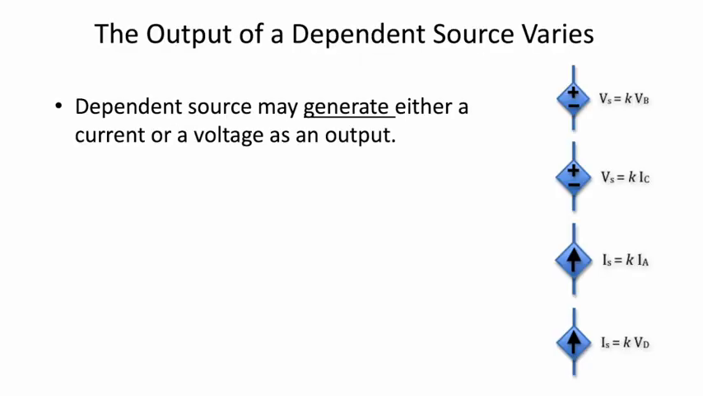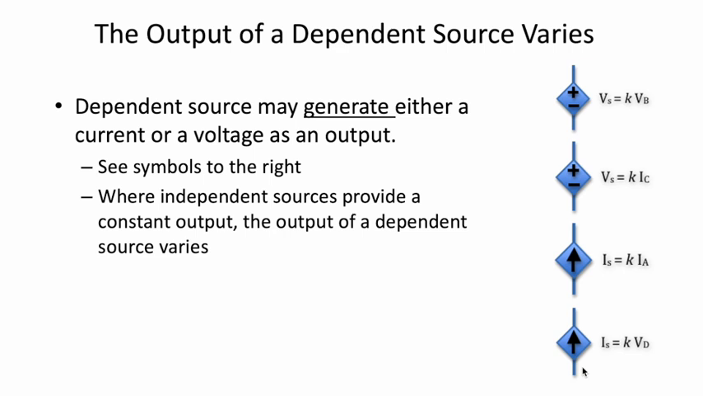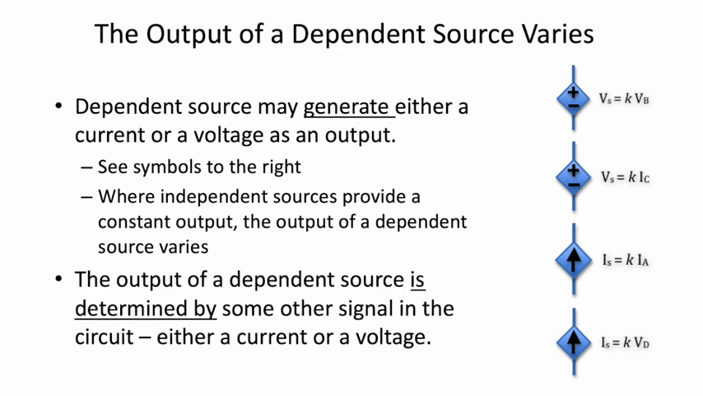The output of a dependent source varies. A dependent source can generate either a current or a voltage as its output. Note the symbols on the right. They all have a diamond shape, indicating they are dependent sources, not independent sources. Now, where the independent sources provide a constant output, the output of a dependent source is going to vary, and it's going to be determined by some other signal in the circuit. That might be a current or a voltage.